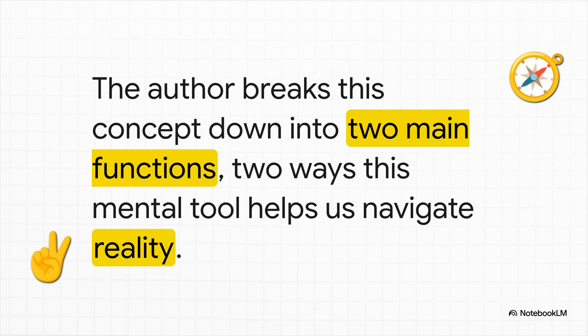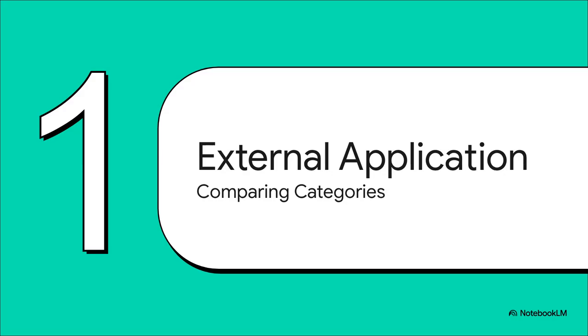Okay, so what's really fascinating here is how we actually use this standard. The author says it really breaks down into two main functions, two different ways this mental tool helps us make sense of reality. First up, we've got the external application. This is the one that's probably the most obvious. It's how we tell completely different things apart from each other.